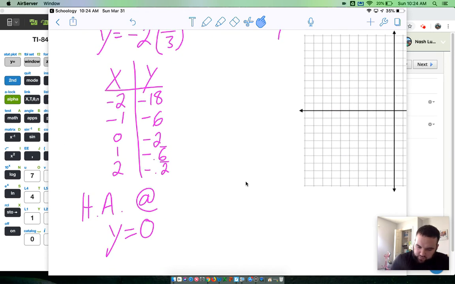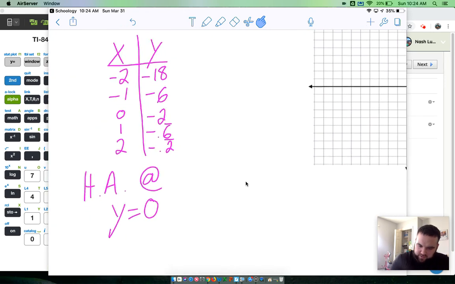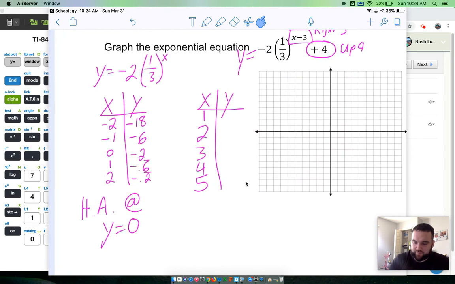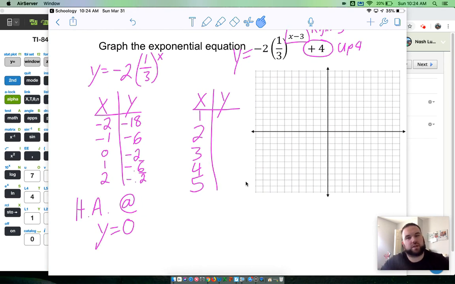So again, I'm just going to take the x coordinates. I'm going to add 3 to all of them. So negative 2 becomes 1. Then I'm just counting up 1, 2, 3, 4, 5. Okay. If I move up 4, 2 things happen here.